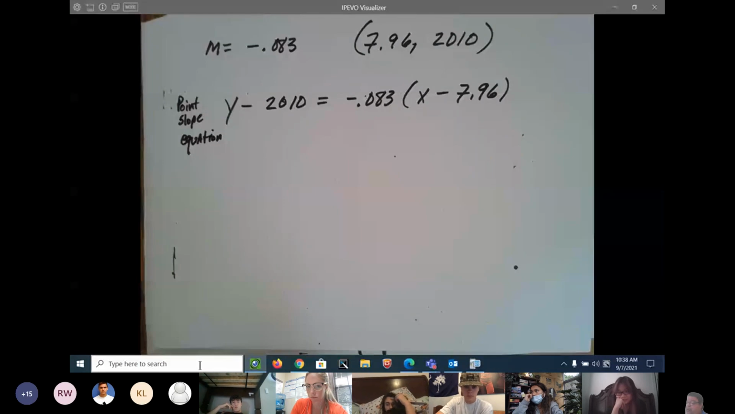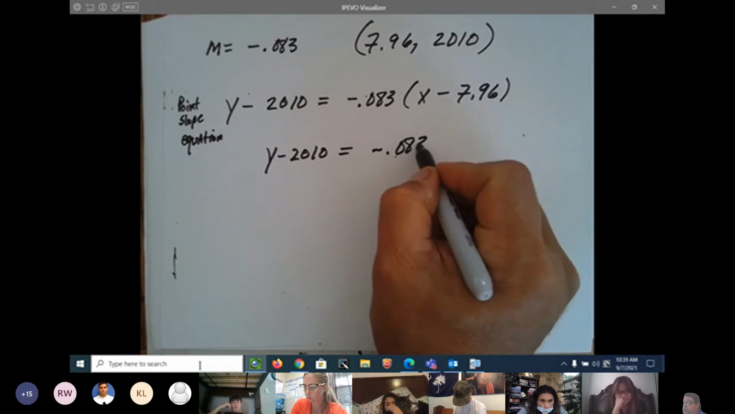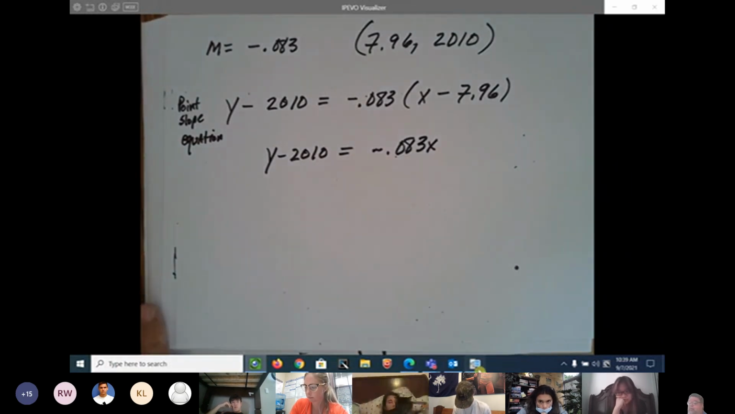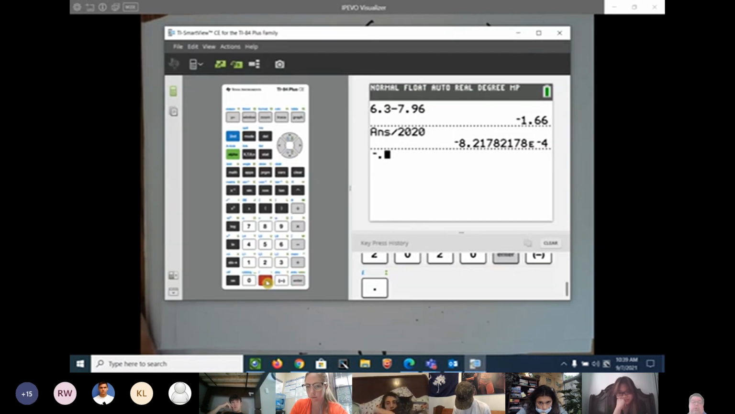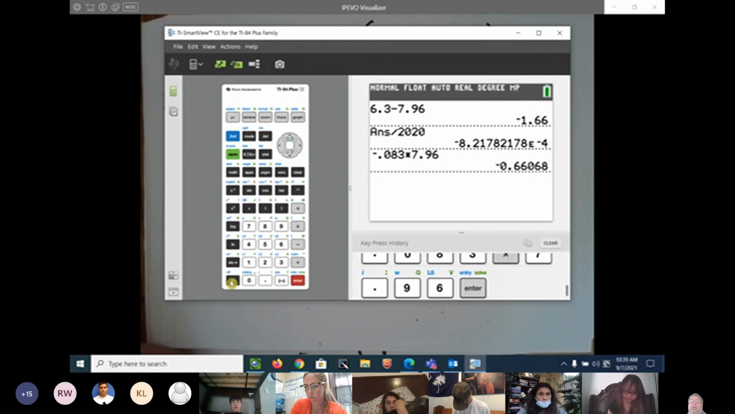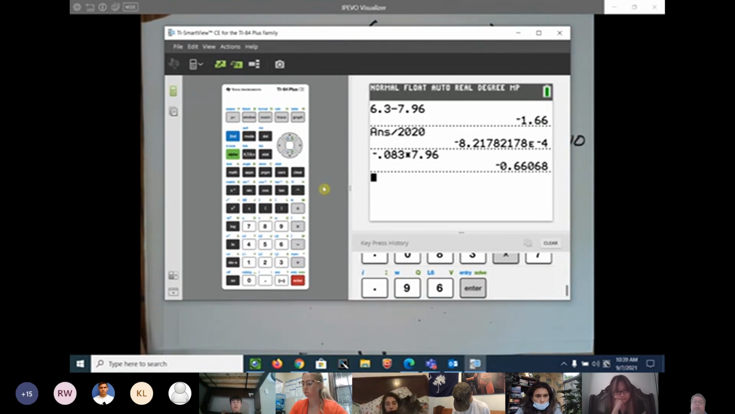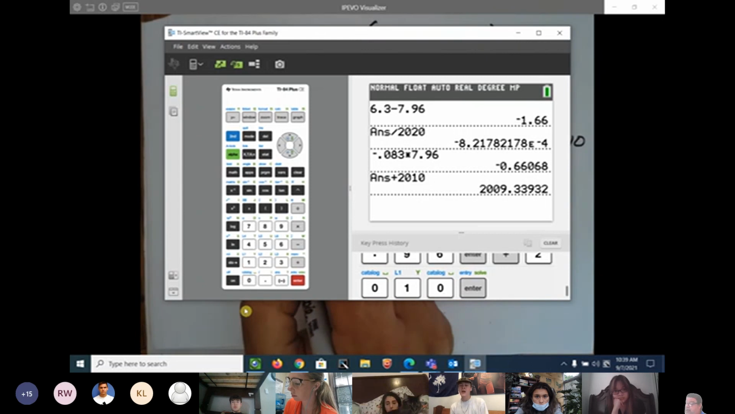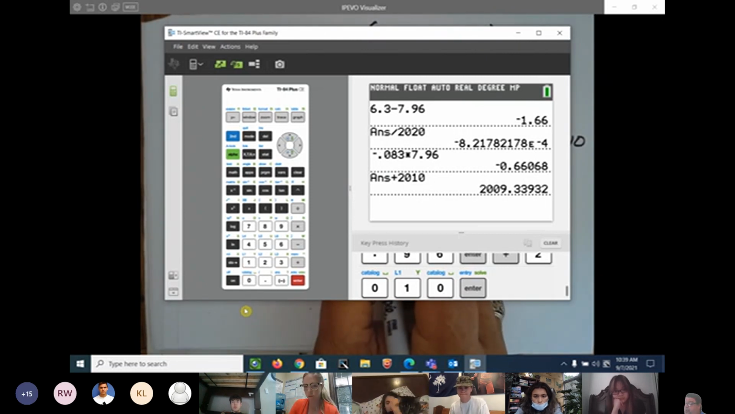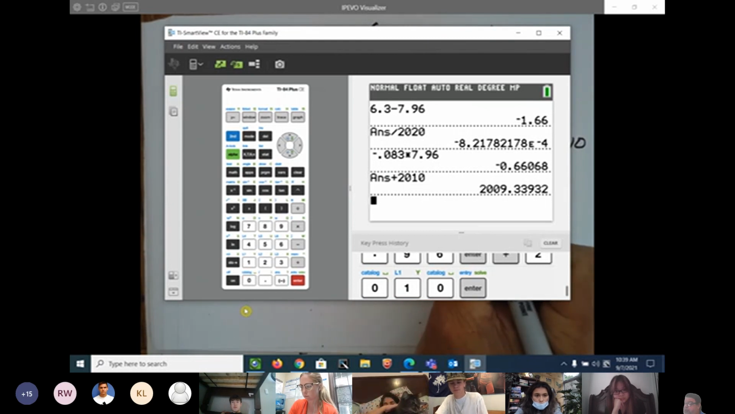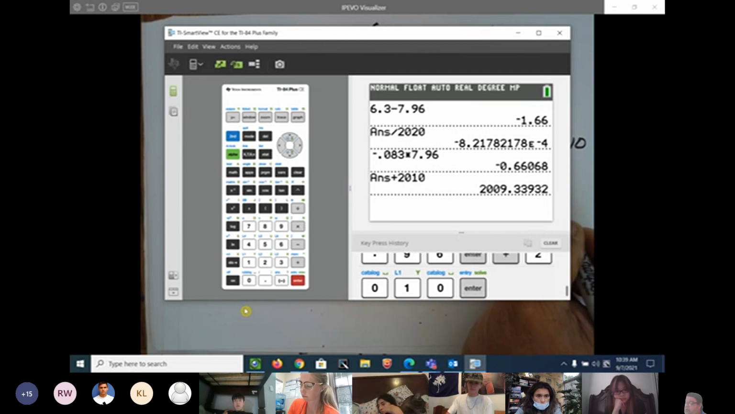And y minus 2010 is equal to negative 0.083x. And we're going to multiply negative 0.083 times 7.96. That's negative 0.661. And we're going to bring that 2010 over here, plus 2010, and that's 2009. So y is equal to negative 0.083x plus 2009.33932.